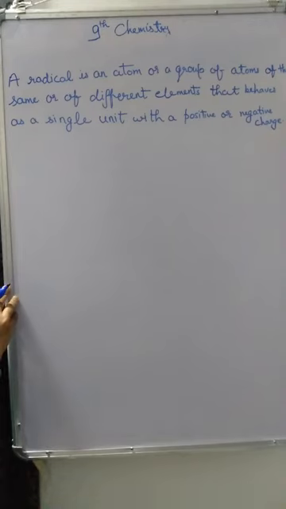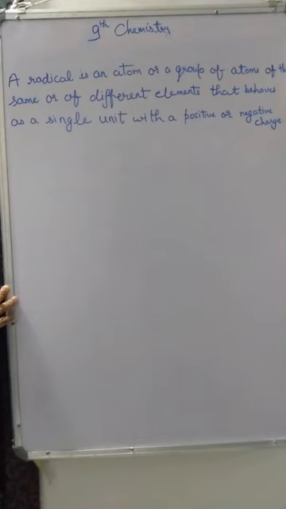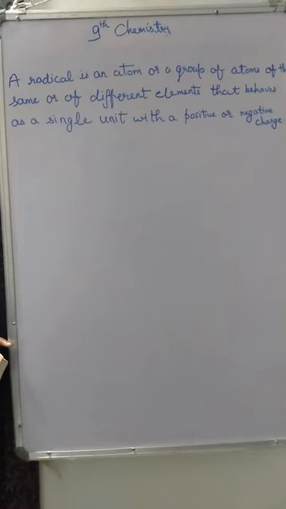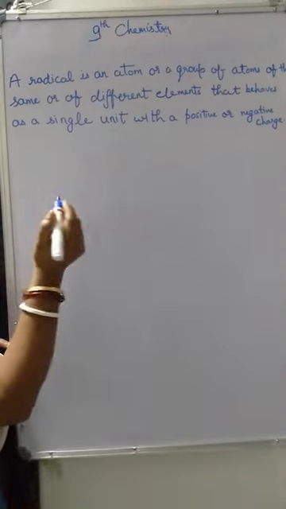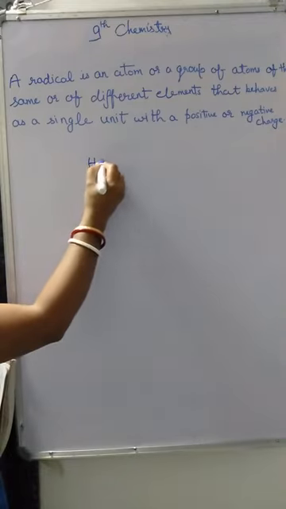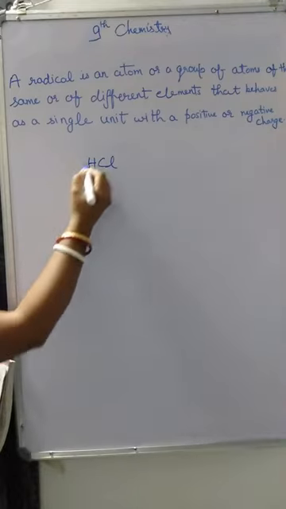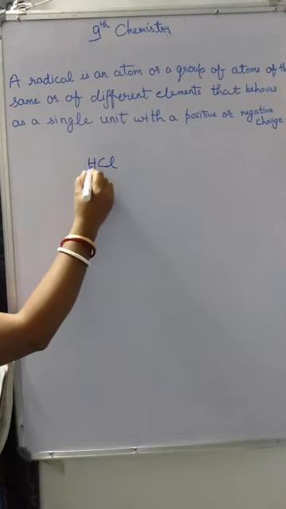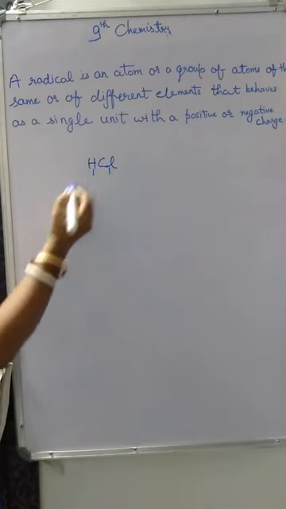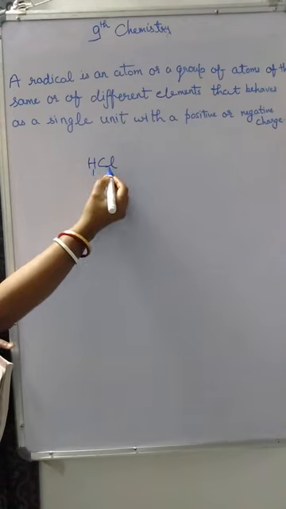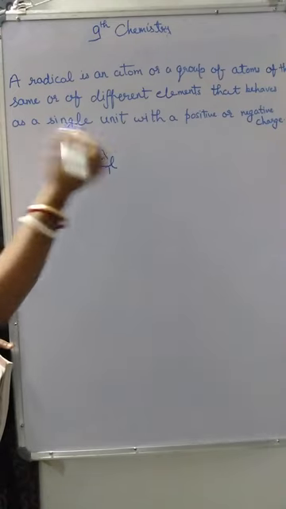The molecule of a compound is usually made up of two parts, and these parts are separately known as radicals. For example, you can see the molecule of hydrogen chloride. It is made up of two parts. One part is hydrogen and the second part is chloride. So these two parts are called radicals.